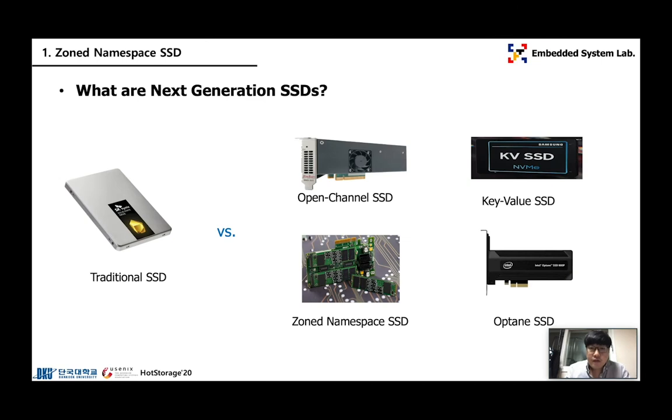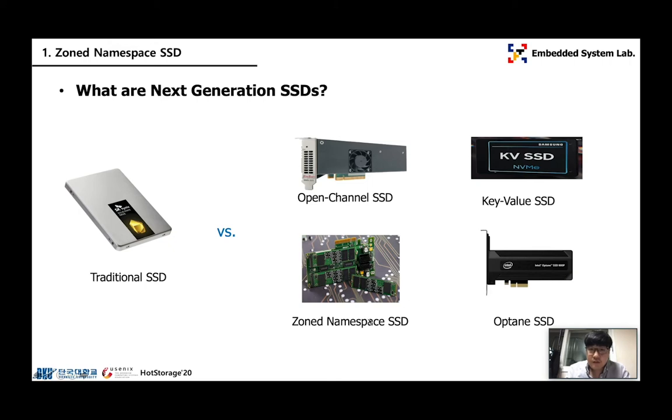There are various types of new SSD, and we call them next generation SSD. They include open channel SSD, zoned namespace SSD, key value SSD, and Optane SSD. The open channel SSD exposes its internals, such as the structure of channels, to the host, so that the information can be exploited for enhanced performance.